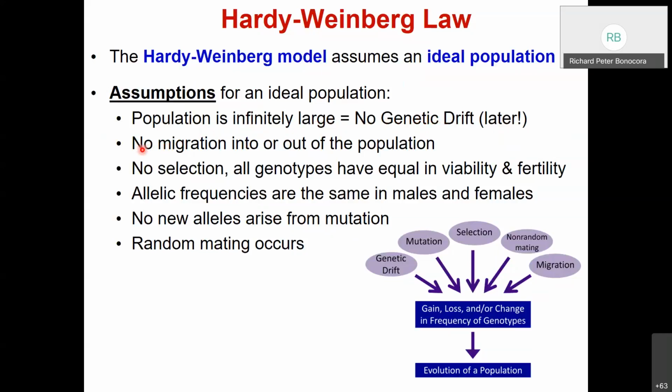Another component is that there's no migration into or out of the population. So the individuals in the population are pretty stable, and they don't move around. There's no selection. All the genotypes have equal viability and fertility, and that's not always the case, but there are lots of examples of that. So nothing is getting selected against or for.